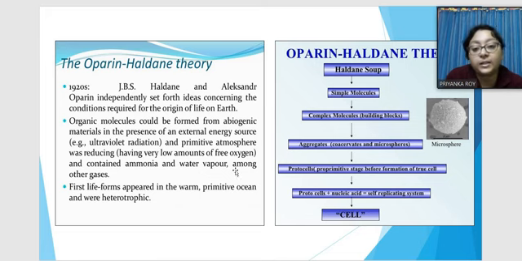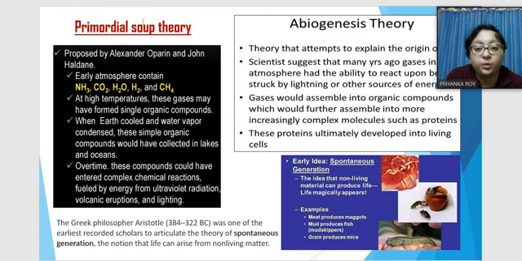So this theory was given by Haldane and Oparin, that the primitive earth, the primitive atmosphere, was free of oxygen. So in this anaerobic condition, how can these chemical reactions take place? They started doing experiments, and they got very clear results that the first life forms must have appeared in the warm primitive ocean, where all the simple molecules are present in the water, and therefore it is known as a soup. This is known as the primordial soup theory, because John Haldane and Alexander Oparin both suggested that the early atmosphere contained gases like ammonia, CO2, water vapor, etc. And at high temperatures, these gases can form organic compounds.